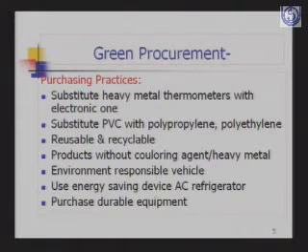Ideally, we should do green procurement. That means while we are procuring things, we should substitute heavy metal thermometers with electronic ones, substitute PVC with polypropylene and polyethylene, reusable and recyclable things should be used, products without coloring agent or heavy metal should be used, then environment responsible vehicles should be there, use energy saving devices, and then purchase durable equipments.